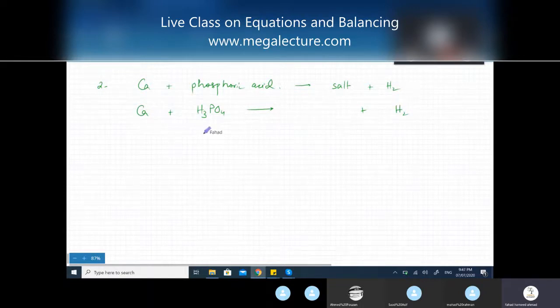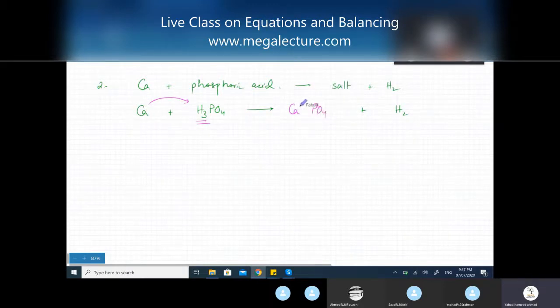So how do you get the salt? Salt is formed when the H in the acid is substituted. By which thing? By calcium. Calcium comes in. I mean, that's the only choice you have. There's nothing else. So calcium comes in, takes its place. So calcium comes in, the H is gone, what's left is PO4. Now you need to construct this formula.